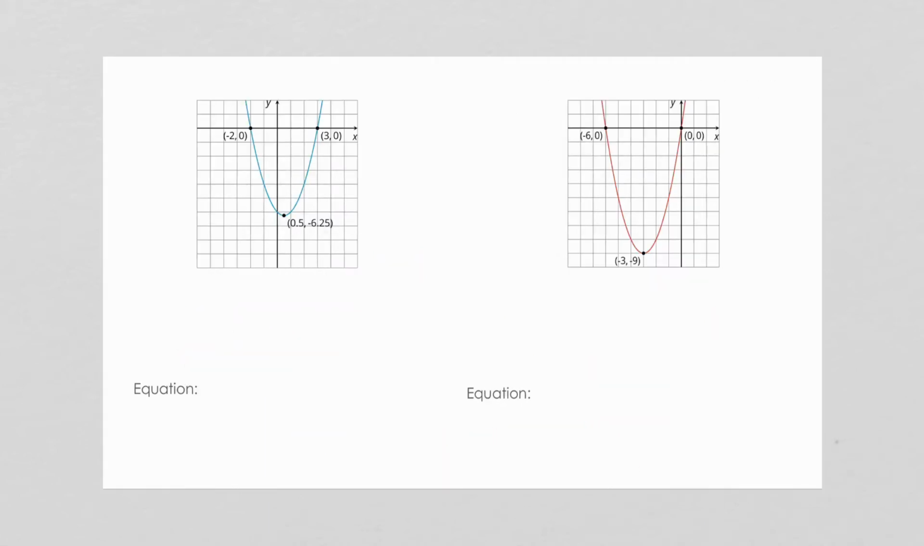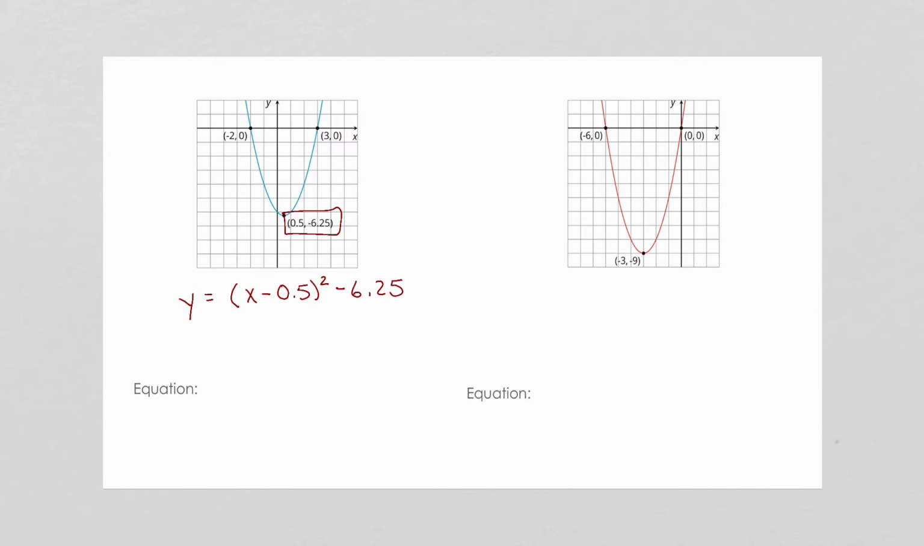All right, we have another example here. We're given again the vertex and the x-intercepts. For this one, I'm going to try using vertex form. I have the vertex. So let's see. If I put the vertex into the equation, I would have (x - 0.5)² - 6.25. And that's a perfectly good equation. It looks like it would work.